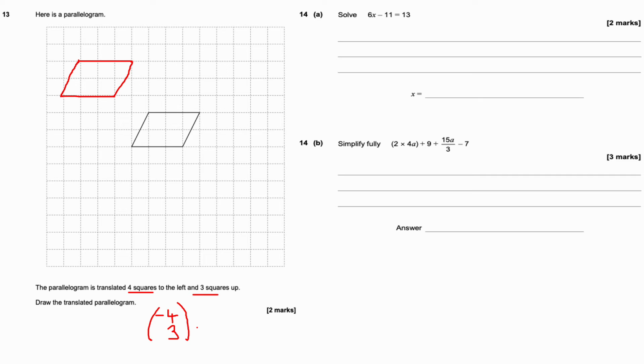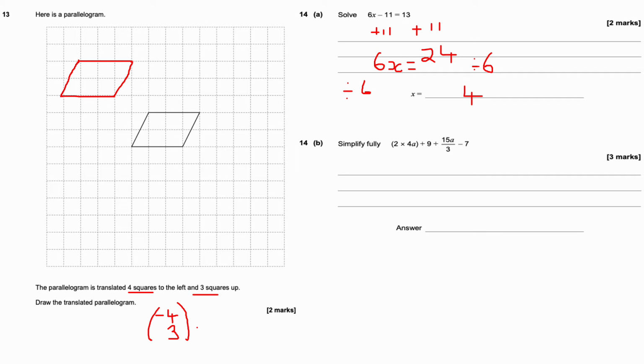Question number 14a. Solve this equation. If I add 11 to both sides of my equation to balance it, I get 6x is equal to 24. Dividing both sides by 6, I get that x is equal to 4. 24 divided by 6 is equal to 4.